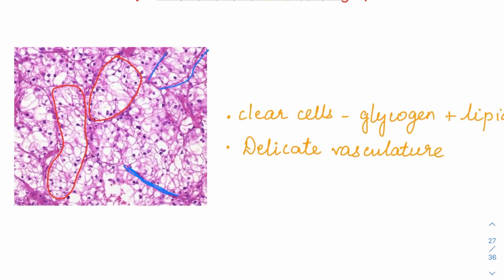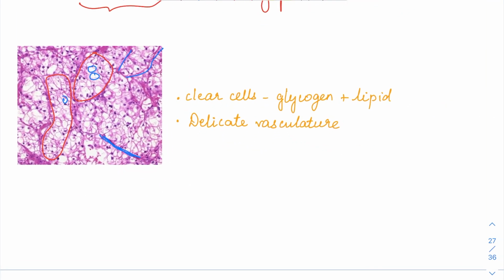So these thin vessels will be separating these nests, and the cells of these, as the name suggests, will be having a clear cytoplasm. So if you see, all of this is all empty looking, right? So clear cytoplasm, because these clear cells are actually composed of both glycogen and lipid. So composition of this clear cell RCC will be both glycogen and lipid.